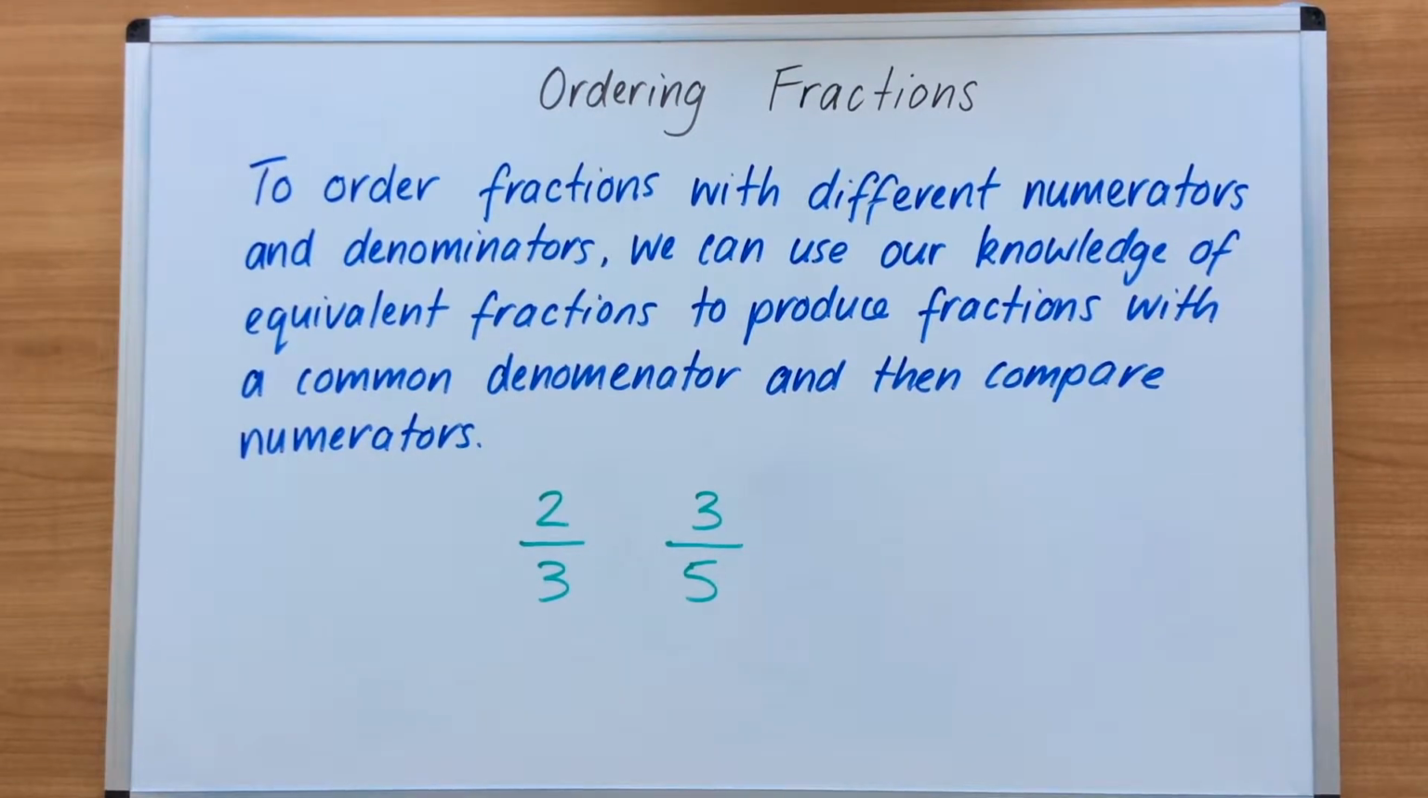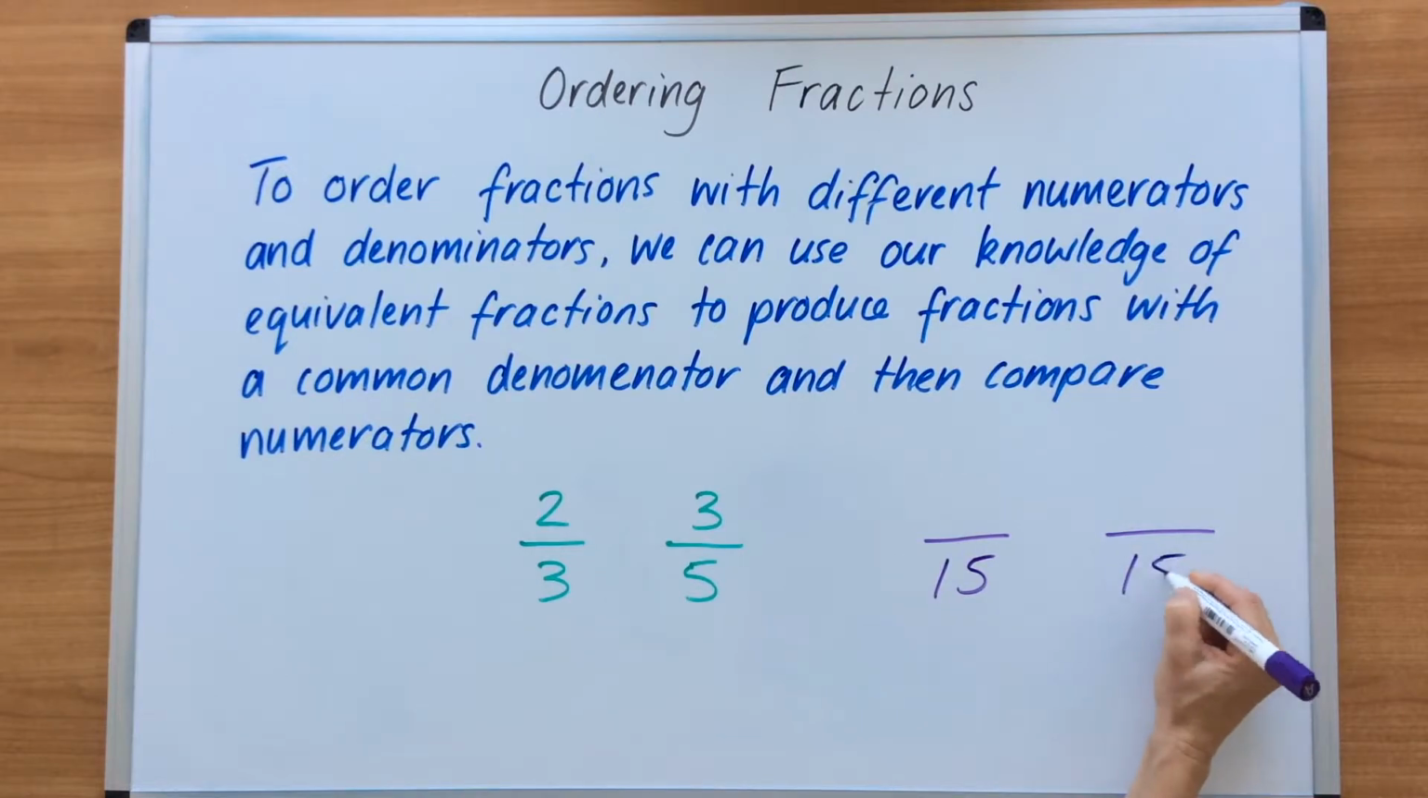To order fractions with different numerators and denominators, such as 2/3 and 3/5, we can use our knowledge of equivalent fractions to produce fractions with a common denominator and then compare them. So we're going to create 2 new fractions which have the same value but look different. So they will be equivalent fractions, but we're going to make them so we can compare them. First of all, I'm going to look at the denominators, and I'm going to just multiply 3 times 5, and that gives me 15.